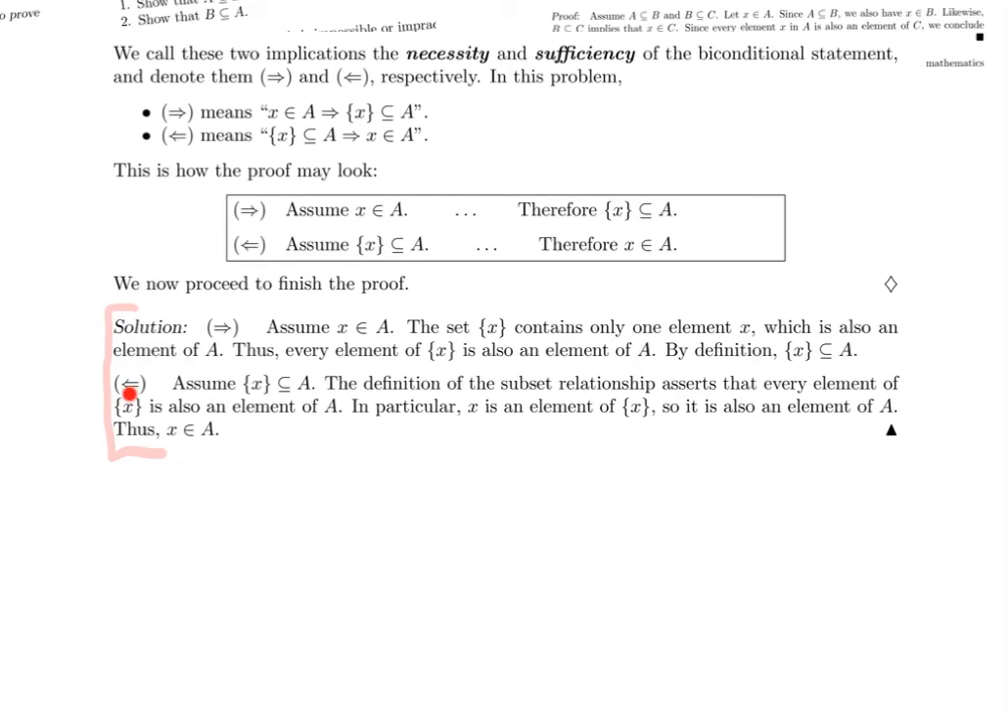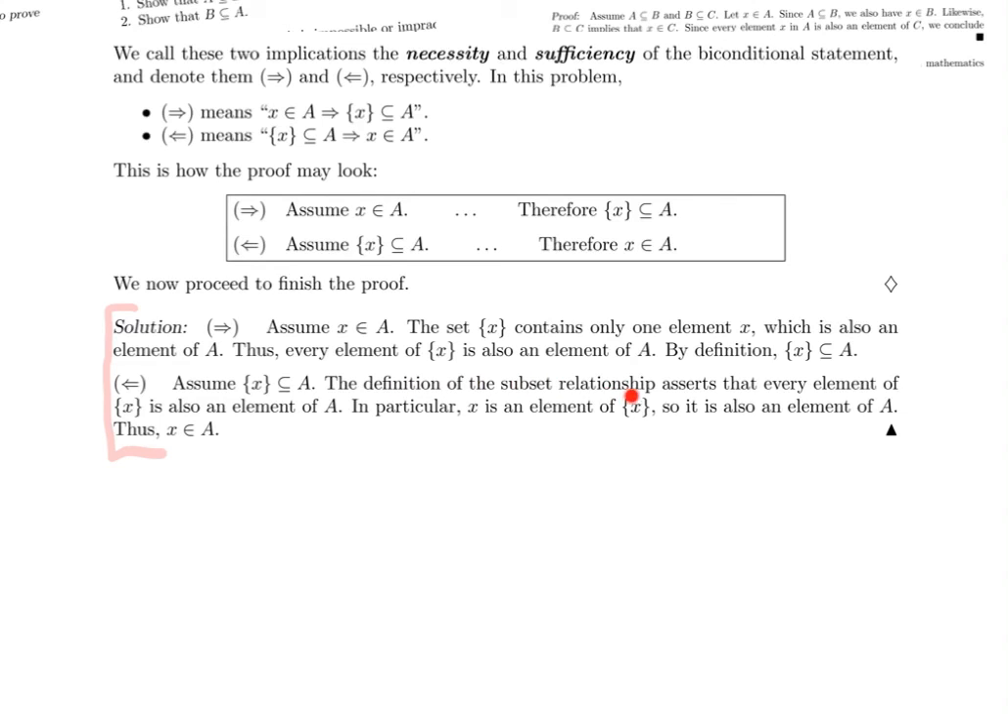Now, when we do the other direction, the implication going in the other direction, the other half of the biconditional statement, we have to pretend that we started all over again, and now we're assuming the second part. In other words, the Q, or in this particular example, we're assuming that the set containing X is a subset of A. And we're going to write what that means and what that means and what that means until we get to conclude that X is an element of A. So here's how we do it.